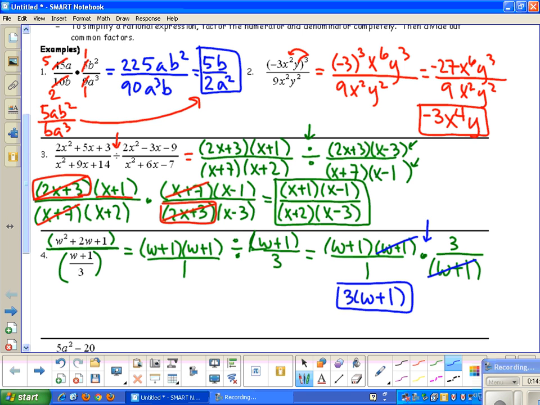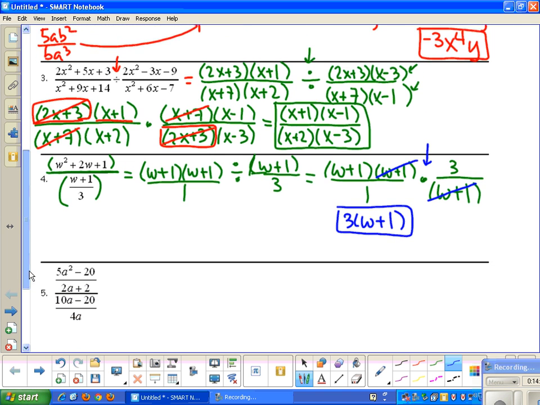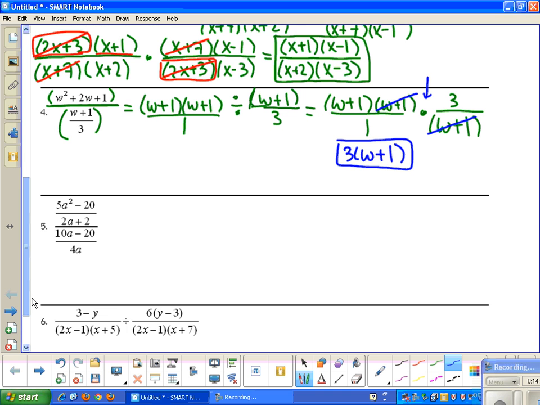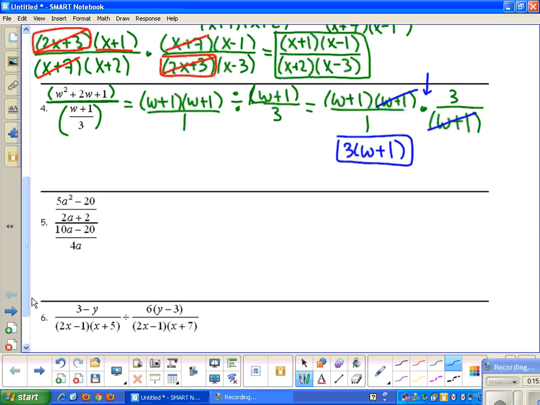Okay, let's do one more. Let's do number 5, and then we'll finish the rest in class. So number 5, notice that this is a little bit thicker right here, so that tells me that this is in my numerator and this is in my denominator here. So I have, again, a fraction divided by a fraction. So that really means I have 5a squared minus 20 over 2a plus 2. This is being divided by 10a minus 20 over 4a.